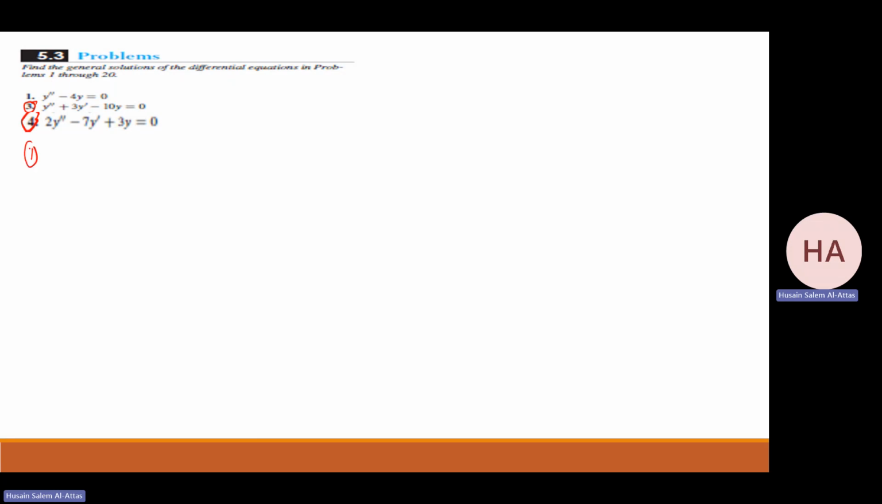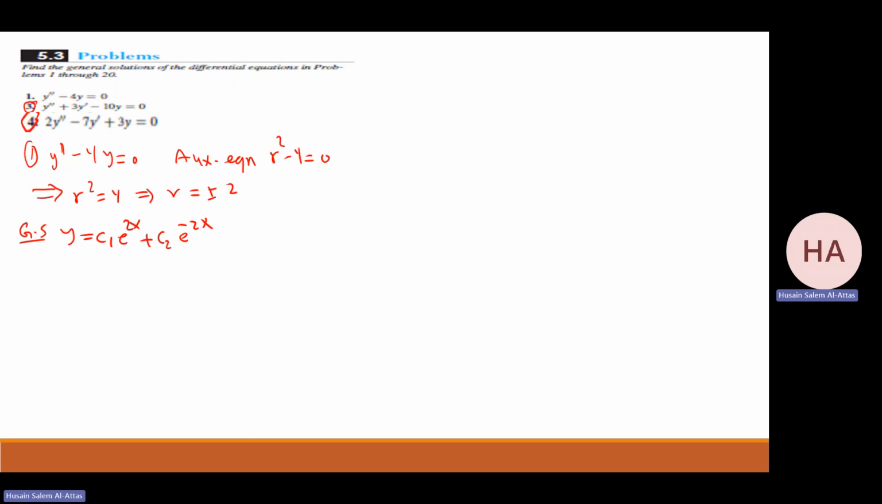So number 1, y double prime minus 4y equals 0. What's the auxiliary equation? It will be r squared minus 4 equals 0. So I have r squared equal 4, r equal plus or minus 2. That's my general solution: C1 e to the 2x plus C2 e to the minus 2x. And I choose this one because it's very clear. It's an easy one. That explains everything.